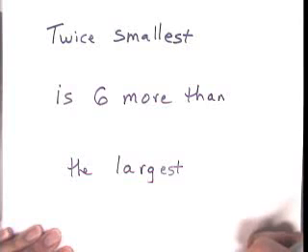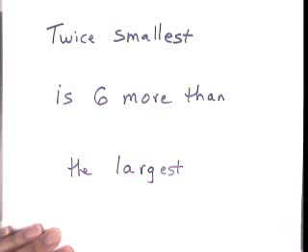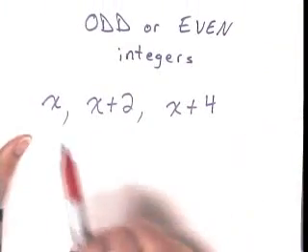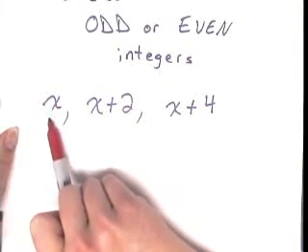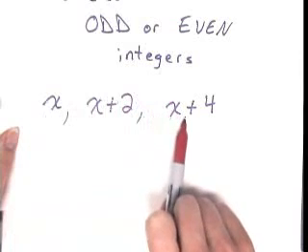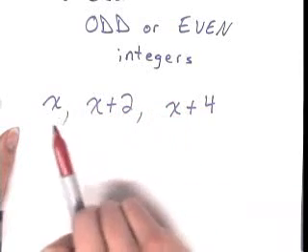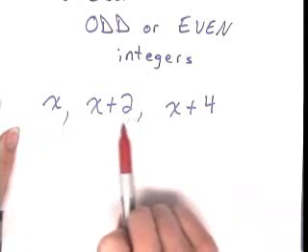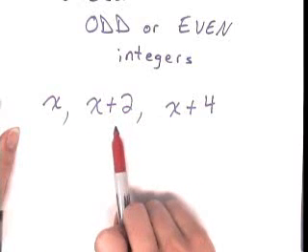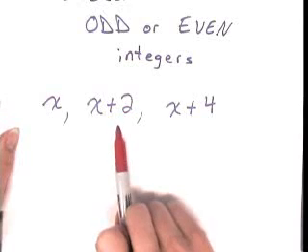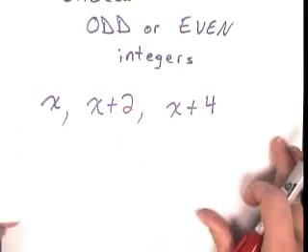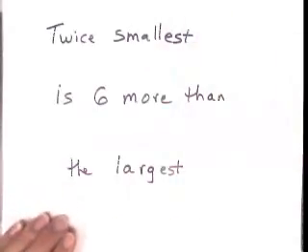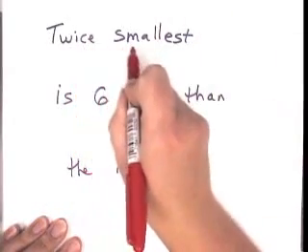If we're looking at a list of 3 consecutive evens, we know what's going to happen using algebra. The smallest is going to be represented by x. The largest would be represented by x plus 4. This problem has only talked to us about the smallest and the largest, so we're not going to do anything in our setup with this middle number of x plus 2 until we get to the end when it says find the integers.